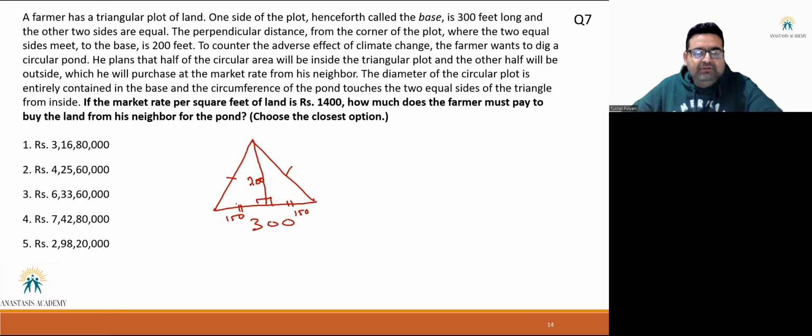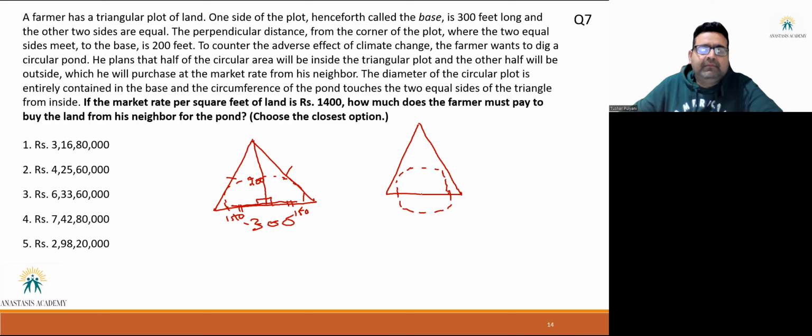So the circle will be something like this, when I draw it, the pond, right, it will be something like this. Half of the pond, so this will be the diameter. Half of the pond will be inside, half of the pond will be outside. Right. Let me draw it again without the numbers because numbers are covering our diagram. Let me just draw it again. So this is half of the circle, the rest half is outside.